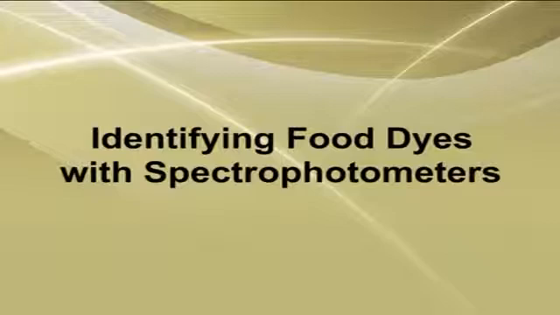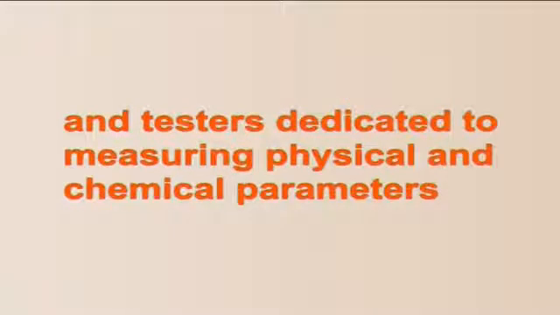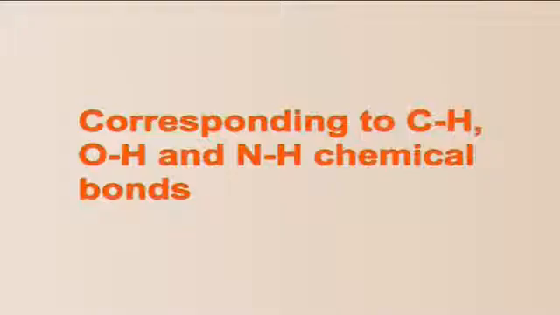First one, identifying food dyes with spectrophotometers. The term spectrophotometric analyzer of food is used for various spectrophotometric sensors, devices, instruments, probes and testers dedicated to measuring physical and chemical parameters and characterizing ingredients in food products and beverages. Near-infrared spectrophotometry is of particular usefulness for food analysis because the spectra of organic samples comprise broad bands arising from overlapping absorption peaks corresponding to CH, OH and NH chemical bonds.